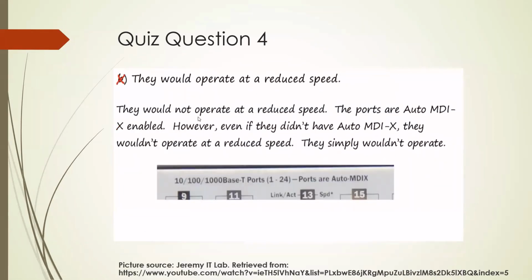They would not operate at a reduced speed. The ports are auto MDIX enabled. That's why they actually gave you this icon to let you know. You can see auto MDIX. It is a recent switch, not an old switch. So as long as this is enabled, if you connect a straight cable to it, it will work normally. If they didn't have auto MDIX, they wouldn't operate at a reduced speed, they simply wouldn't operate. That means C would have been the answer if they did not have this enabled.